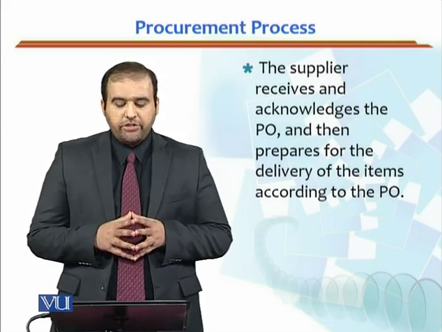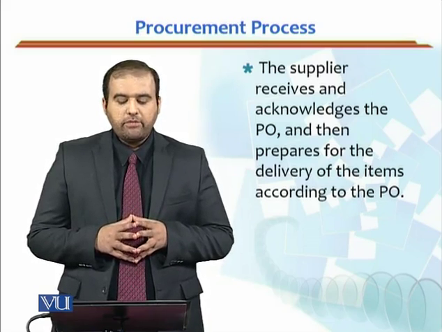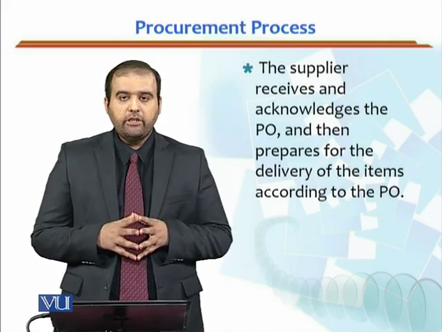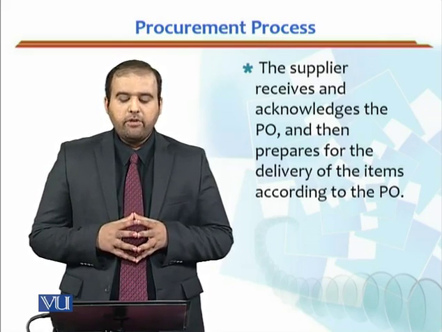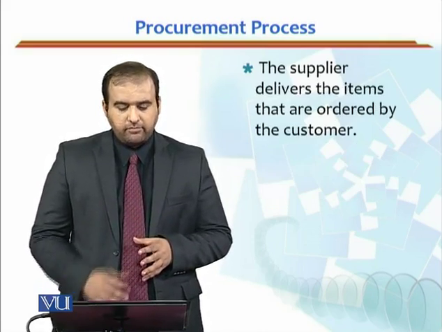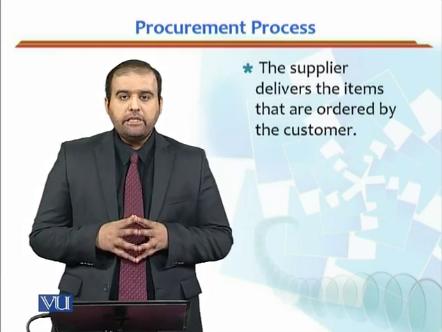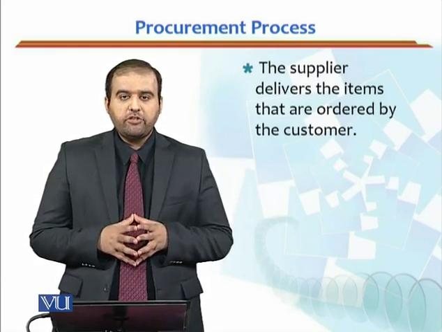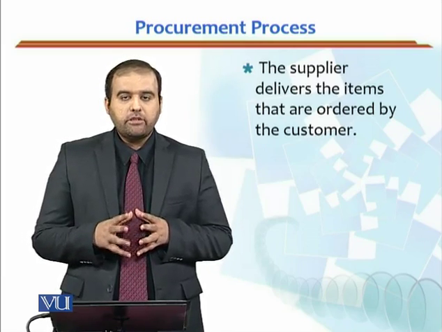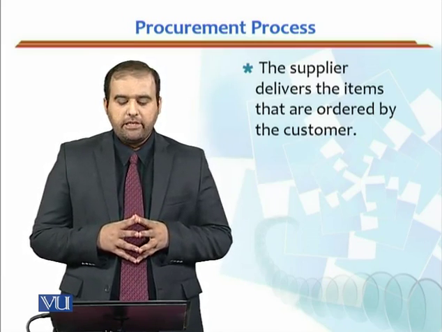The supplier will actually receive and acknowledge the PO and then prepare for the delivery of the items according to the PO. So PO के ऊपर जो required material है, he will first of all acknowledge it, and afterwards he will prepare the delivery for those items as per the lead time. Then the supplier delivers the items that are ordered by the customer. तो आपके पास purchase order था, purchase order receive हुआ, purchase order receive होने के बाद there would be the delivery process. Delivery process में the supplier will actually deliver the actual items towards the customer.